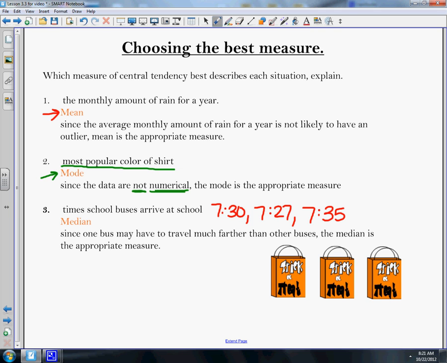But then one bus might go way quicker and get here at 7:15, or one bus might, if you've ever heard the little announcement that says so-and-so's bus is late and they don't get here till 7:45, that would be considered an outlier, and you want to use the median because it's the most appropriate if there is an outlier. If there's no outlier, then you would use the mean because it's a numerical value.